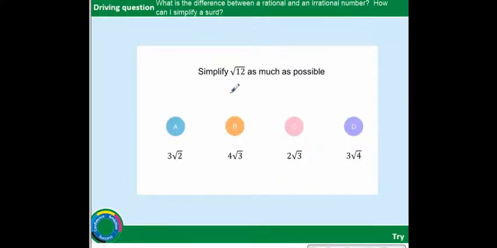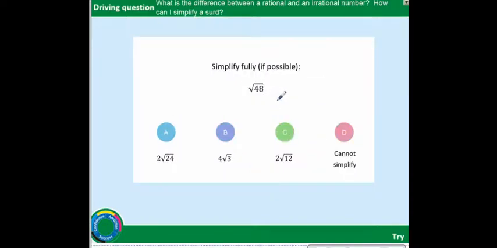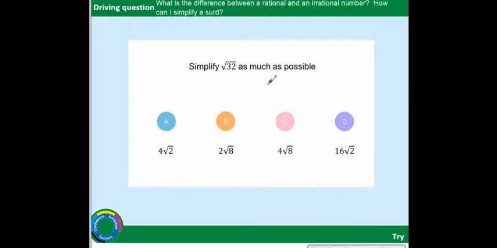Root 12, that would be root 4, root 3, which gives me 2 root 3. Root 48, that would give me root 16, root 3, which would be 4 root 3. Root 32, root 16, root 2, which would give me 4 root 2.